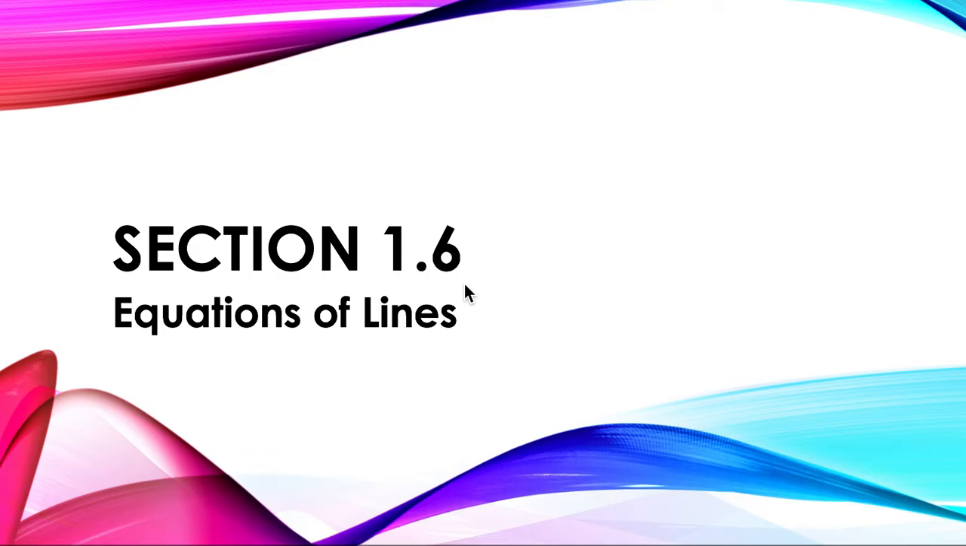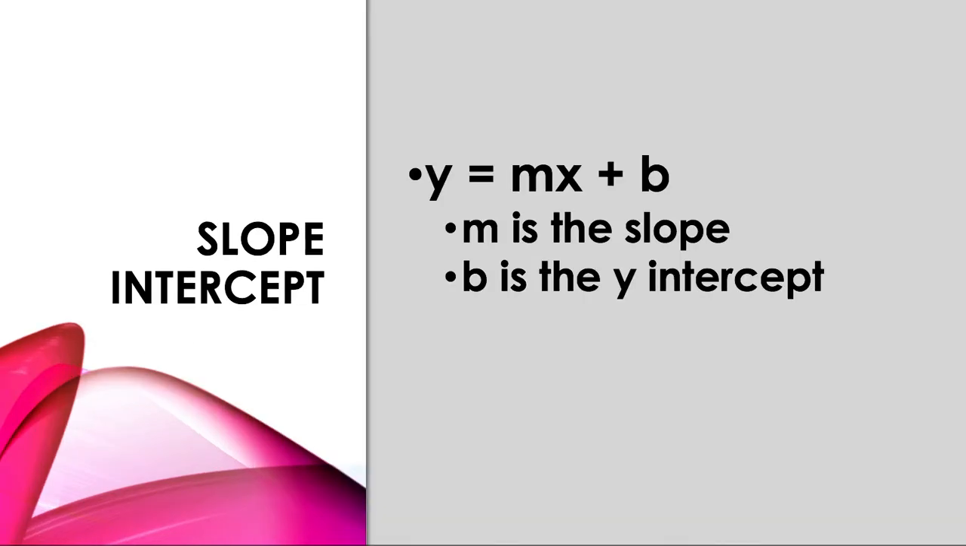We'll now take a look at different ways to find the equation of a line. As you may recall, we have two forms that we can use to find the equation of a line. We have slope-intercept form, which is the equation y is equal to mx plus b, where m is the slope and b is the y-intercept. If you're going to use slope-intercept form, you need to have the slope and you need to know the y-intercept.